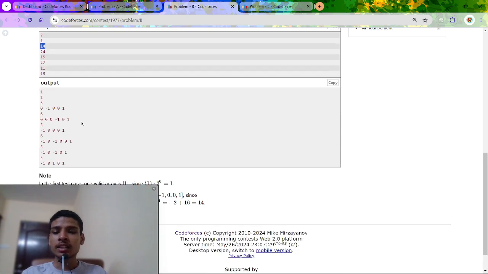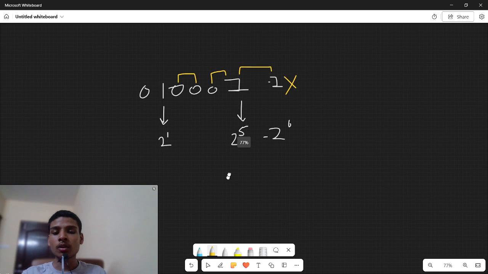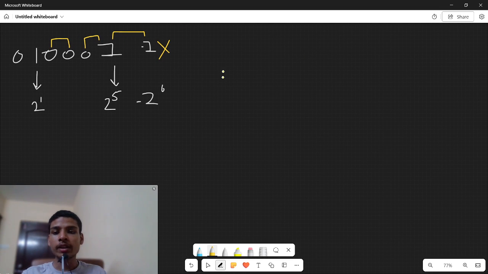So the answer is very much simple, but why? First of all, you have to represent the number in the normal binary string. Okay, I will tell you why. This is a very nice observation in this question. So the x is 14.